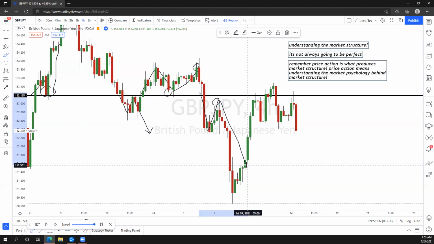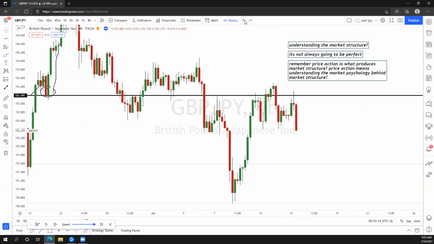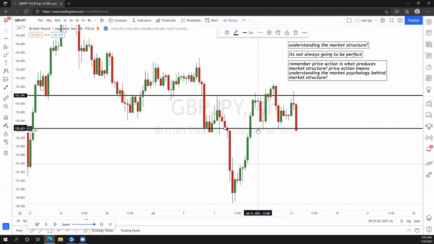And you see what I mean? Something is always occurring at this given level, and we have to be aware of that. That is what market structure means. The price action bars are moving and it's created market structure. So the next thing we're going to do right here is add another level right around here.